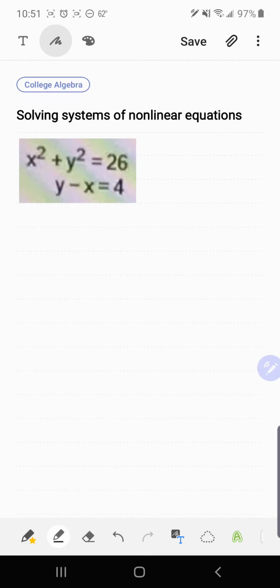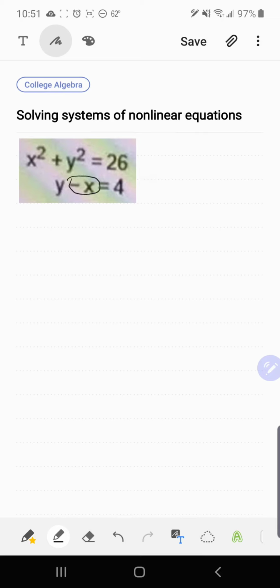All right, in this example, we're going to look at solving a system of nonlinear equations. Here we have x squared plus y squared equals 26, and we also have y minus x equals 4. The method that I'm going to use to solve the system is substitution.